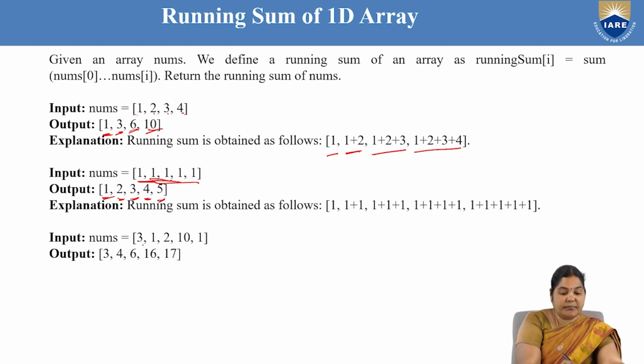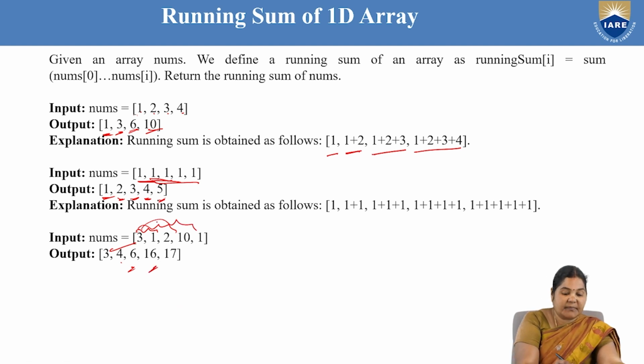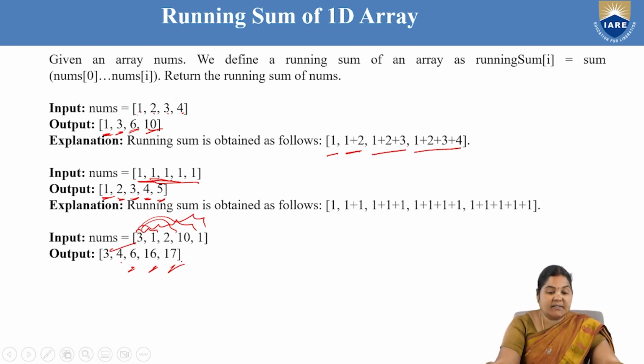Now here also same. First time it is 3. Next time 3 plus 1 becomes 4. Next time 3 plus 1 plus 2 is 6. Next time 3 plus 1 plus 2 plus 10 is 16. And then all of it is 17. Okay, this way we have to solve this question. Now, let us see how to write down the code.